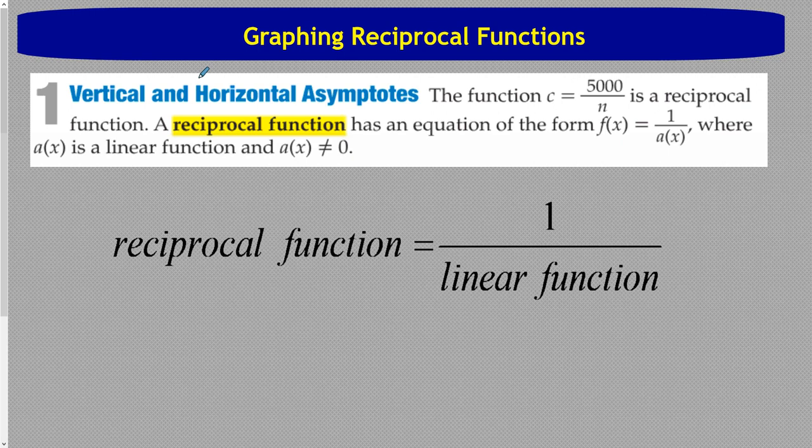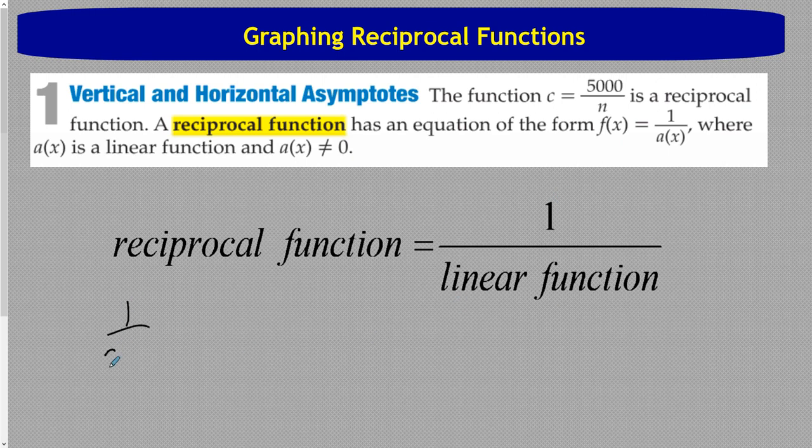All right, we're going to talk about reciprocal functions today. Reciprocal functions are a type of rational function, and it's where we're going to start graphing. So, a reciprocal function has an equation of the form f of x is 1 over ax, where ax is a linear function and it is not 0. So the gist of it is that it's 1 divided by some linear function.